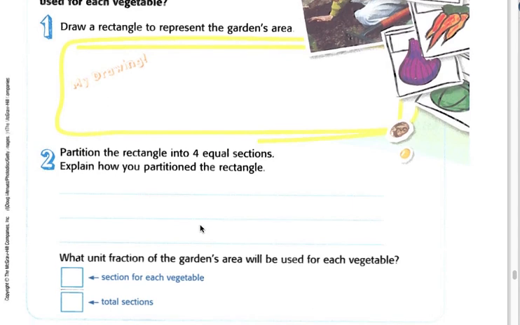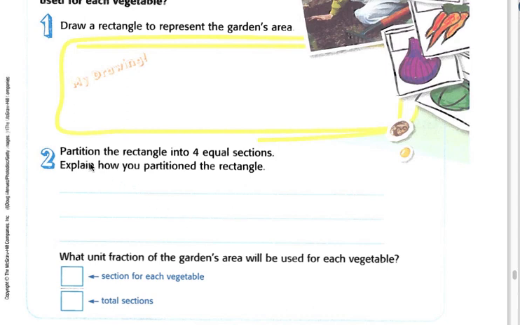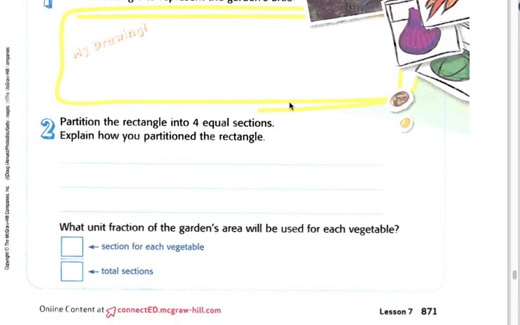Now it says, partition the rectangle into 4 equal sections and explain how you partition the rectangle. So here, imagine we have the rectangle and you look at your own that you drew. What we're going to do is draw a line right down the middle of it. And now we have 2 sections, but we need 4 sections. So what we're going to do now is draw a line right down the middle of each of those 2 sections. And there you're going to have now 1, 2, 3, 4 sections of your rectangle. I'll give you a minute to do that.